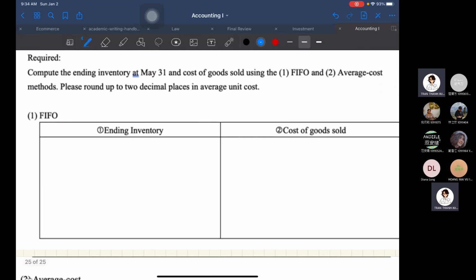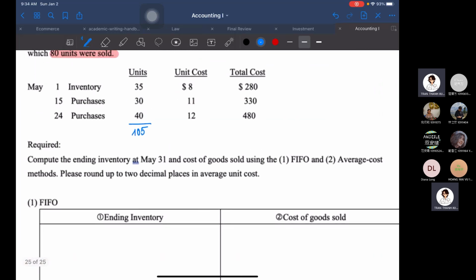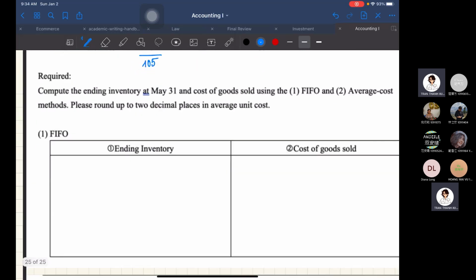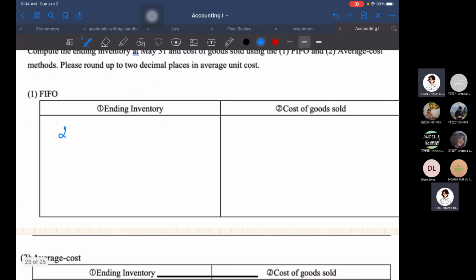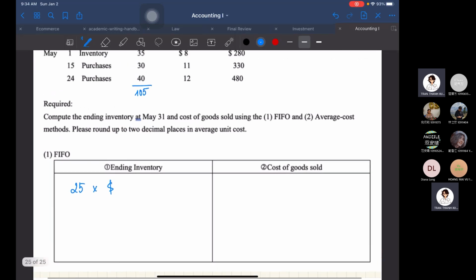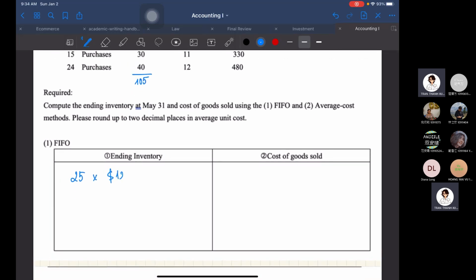Okay, for ending inventory, 105 minus 80, that will be 25. So here, I will put 25 at 10. How much was it? 12. Here there was another point that you need to remember, that please round to 2 decimal places in the average unit cost.